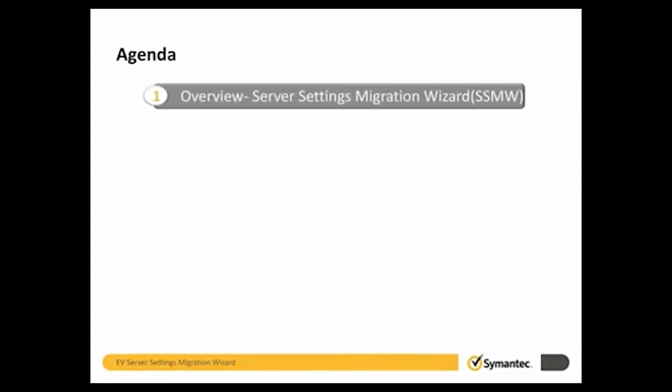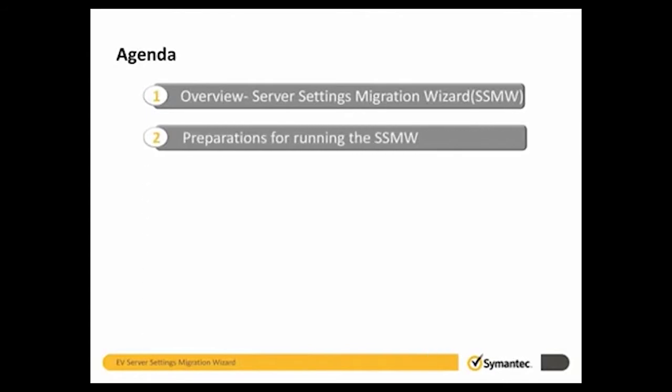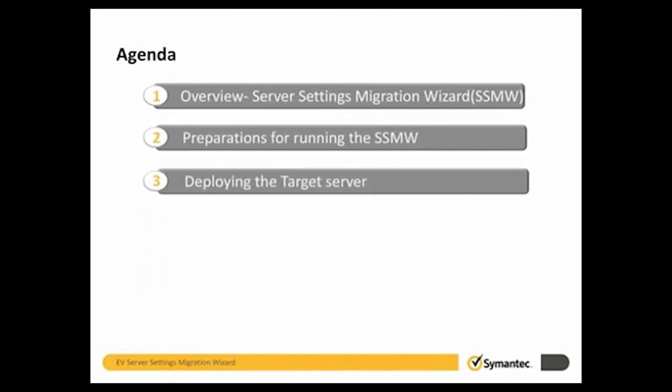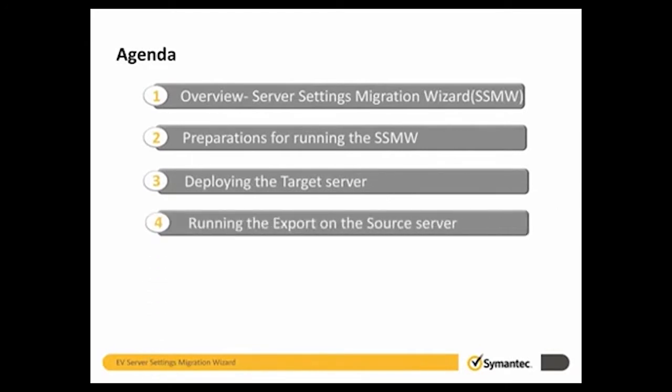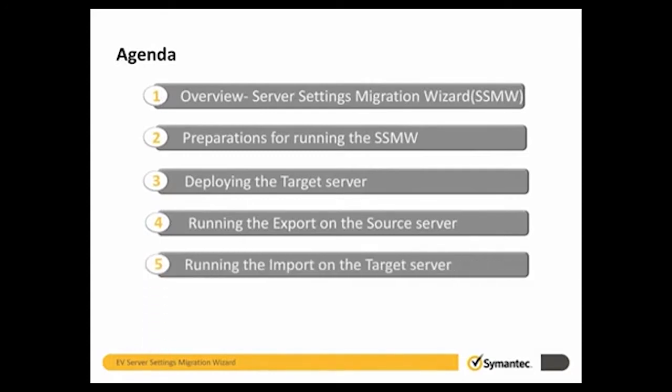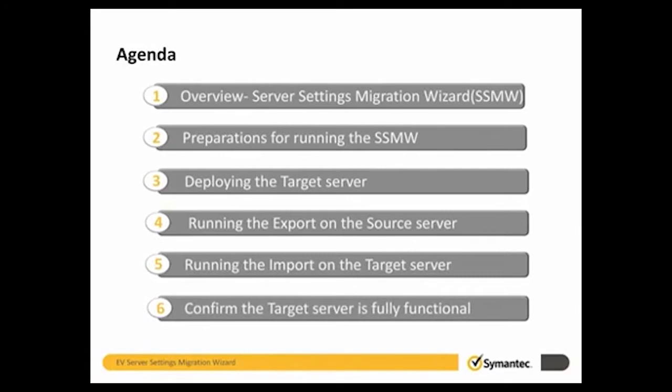During this training, we will take a look at the following: an overview of the Server Settings Migration Wizard, how to prepare the environment for running the Migration Wizard. We will verify that the target server is configured and ready to perform the import, and review the process of running an export on the source server. We will step through the import process, and then confirm that the target server is fully functional using the imported data.